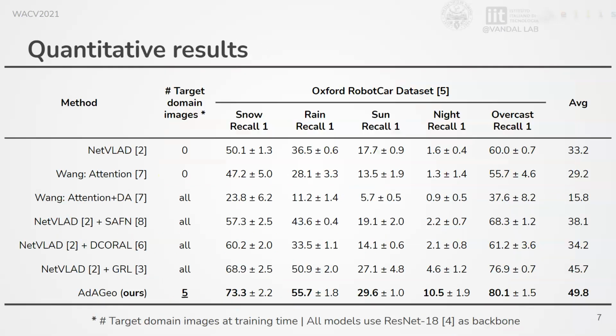Here you can see some quantitative results. The second column shows the number of target domain images used at training time for domain adaptation, and as you can see, we only use 5 target domain images, while other domain adaptation methods use the whole target set. Even with this disadvantage, we are able to outperform all pre-existing methods by a large margin on all 5 target domains.